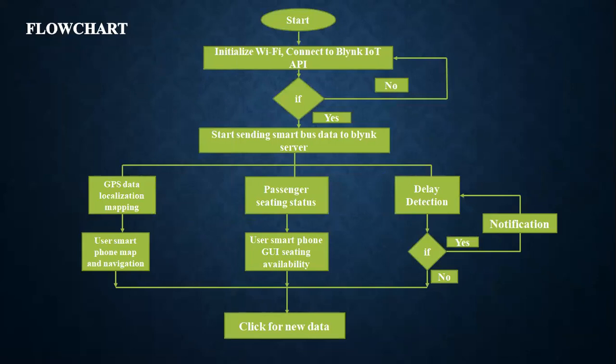Here, first we initialize Wi-Fi in the bus and connect it to the Blynk API. If the connection is established successfully, it starts sending smart bus data to the Blynk server, which has localization of the bus, navigation, passenger seating status, and delay notification. If no data is found, then we check for new data.